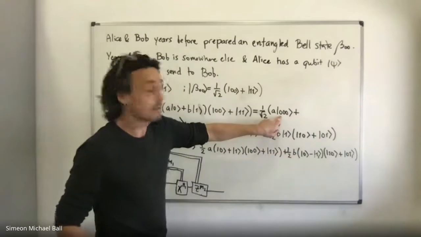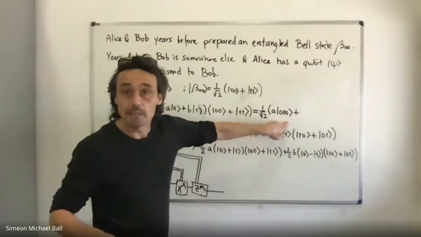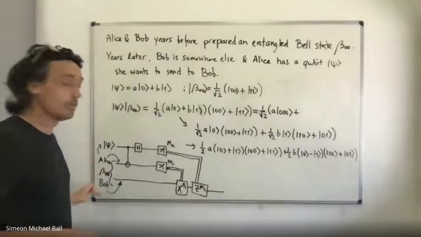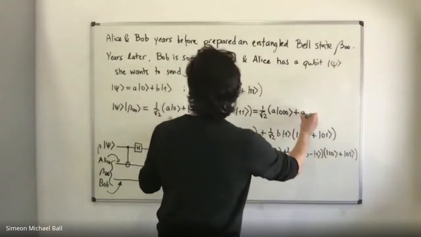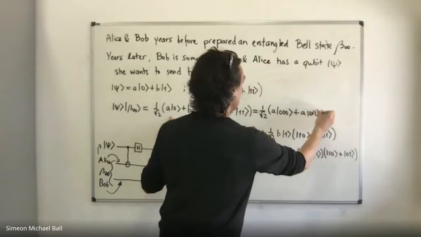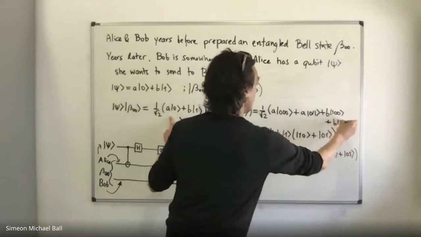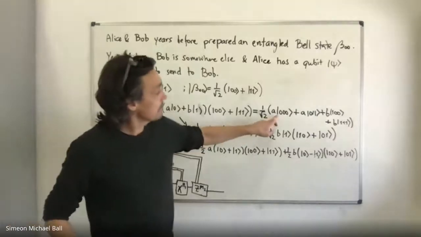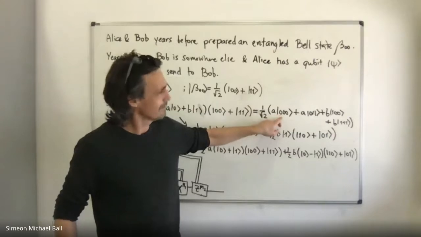the probability, A times A conjugate divided by 2, will be the probability of being in the state 000 when we measure. And then this will be A011 plus B100 plus B111. You can think of it as a matrix, or a 2 by 2 by 2 array, which is a tensor.